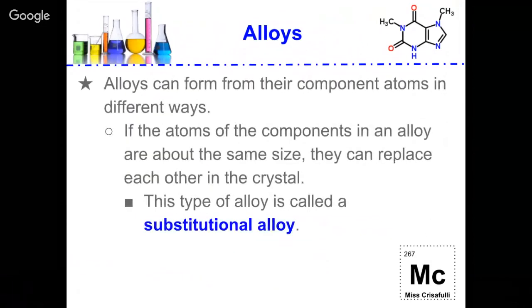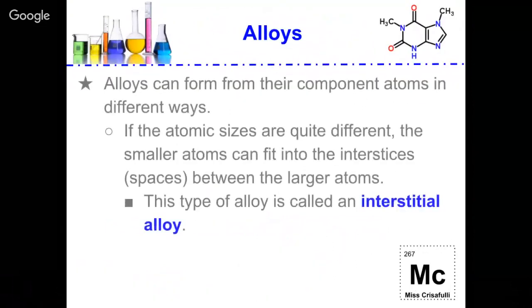Now, alloys can form from their component atoms in different ways. If the atoms of the components in an alloy are about the same size, they will just replace each other in the crystal, and this is what we call a substitutional alloy. If we have elements where the sizes are different, then the smaller atoms can fit into the interstices or the spaces between the larger atoms, and we will call this an interstitial alloy.